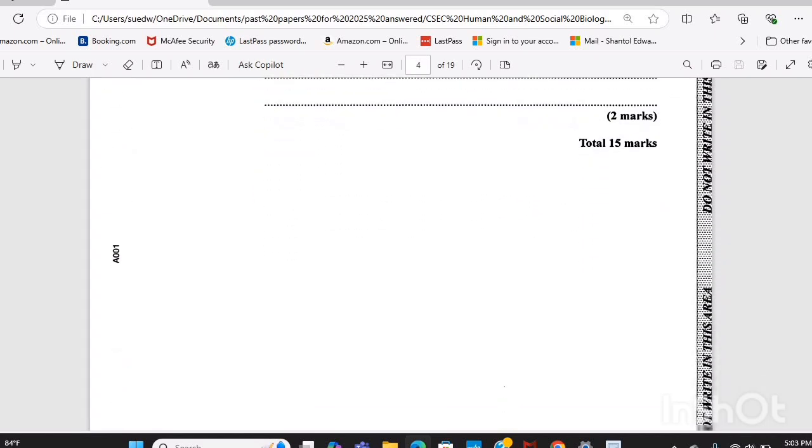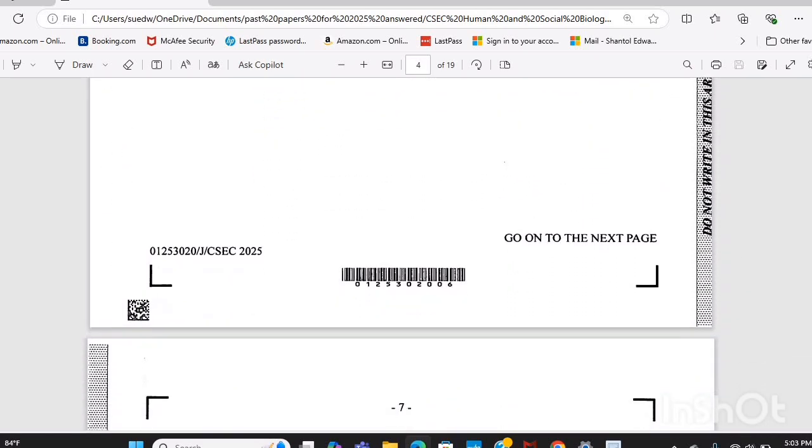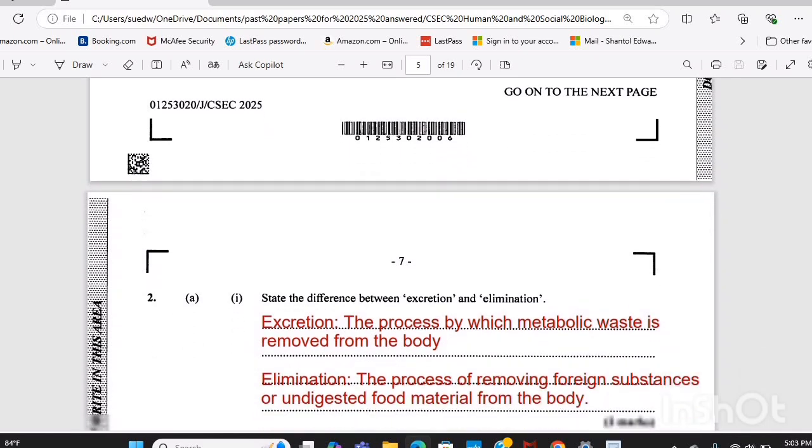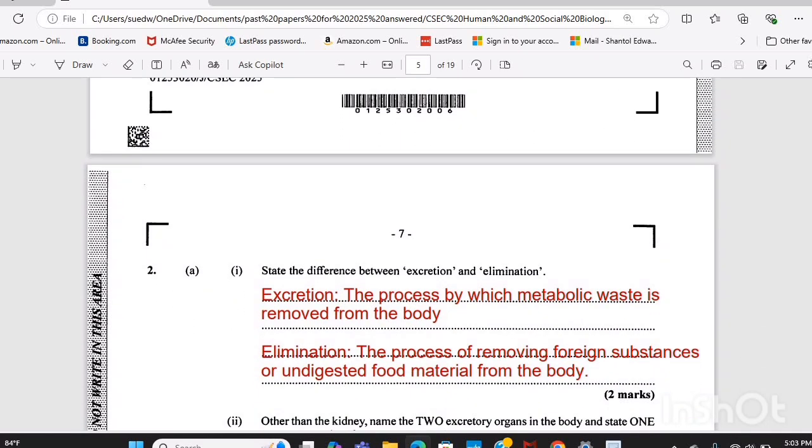You're actually on the right track to success in exams. Now let us look at question 2. It says, state the difference between excretion and elimination.